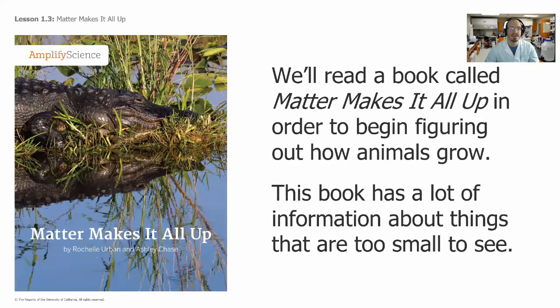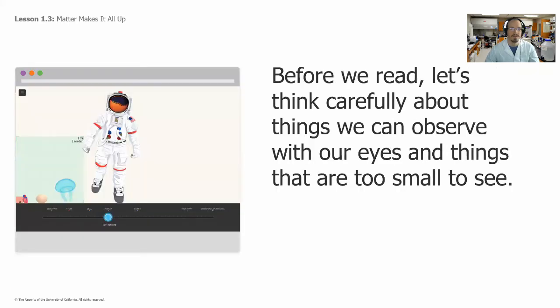So what we're going to do today is read a book called Matter Makes It All Up in order to begin figuring out how animals grow. This book has a lot of information about things that are way too small to see. So before we read, let's think carefully about things that we can observe with our own eyes and things that are too small to see.